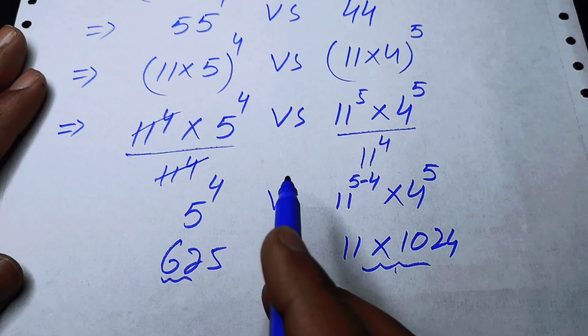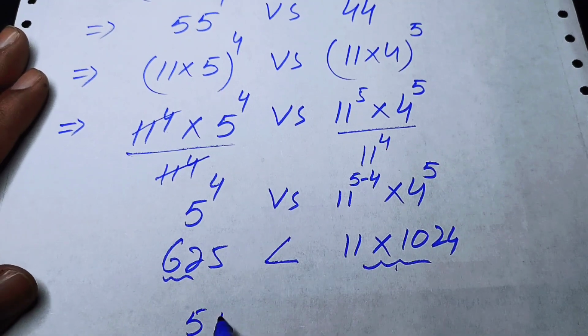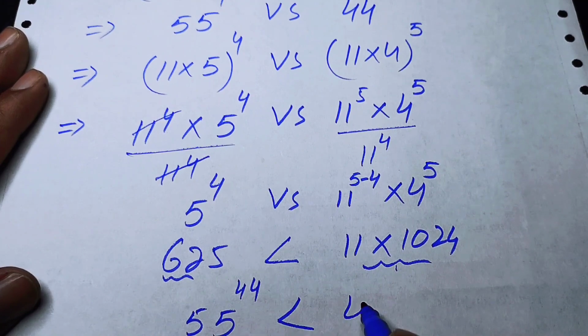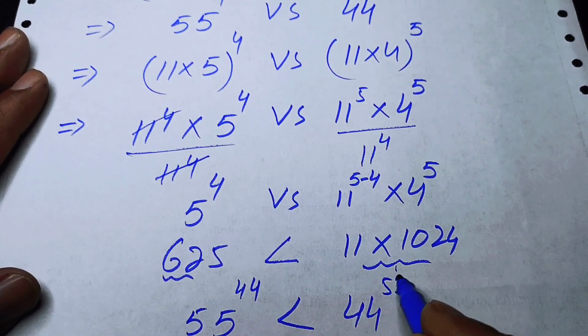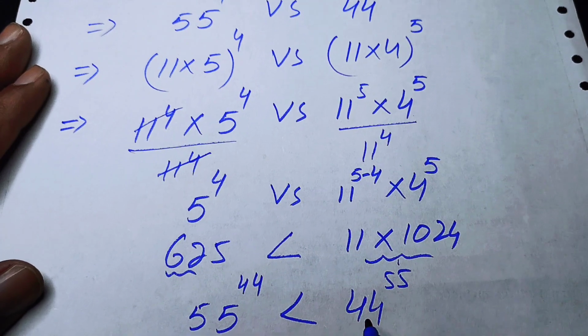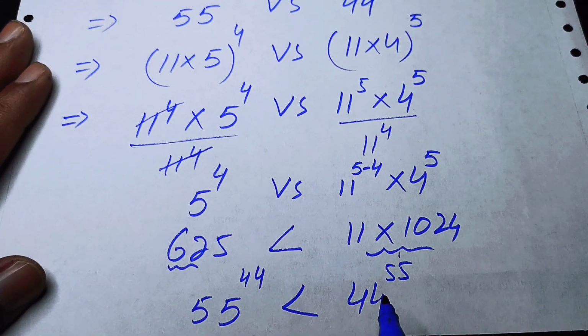Thus our final conclusion is that 54 to the power of 44 is lesser than 44 to the power of 55, or we can say that 44 to the power of 55 is larger than 54 to the power of 44.